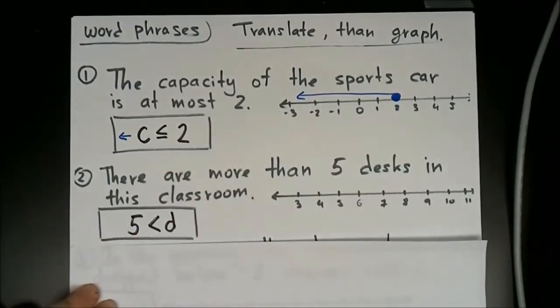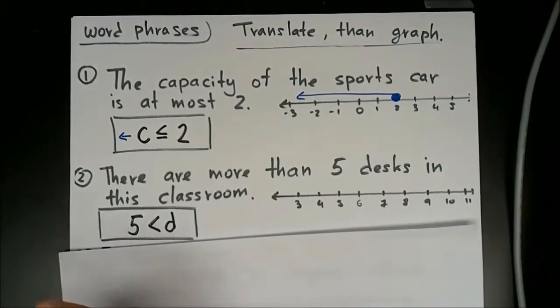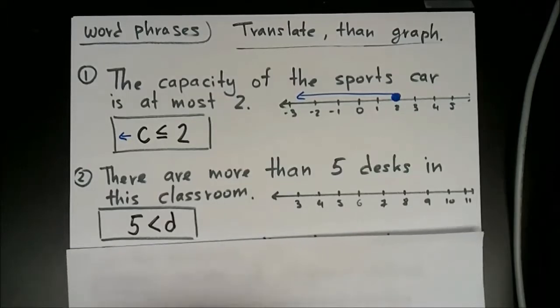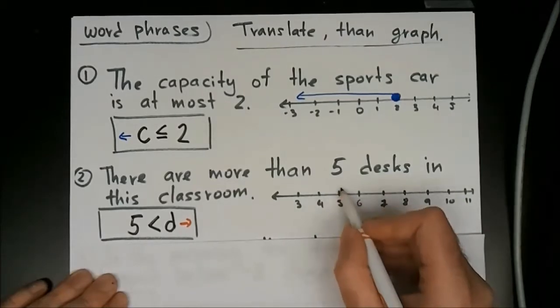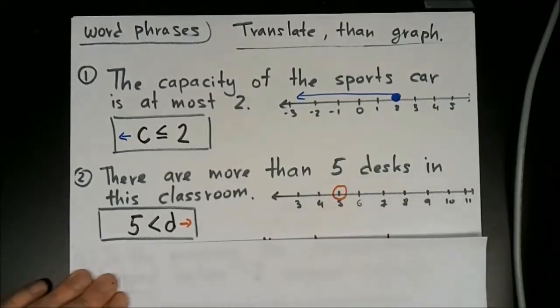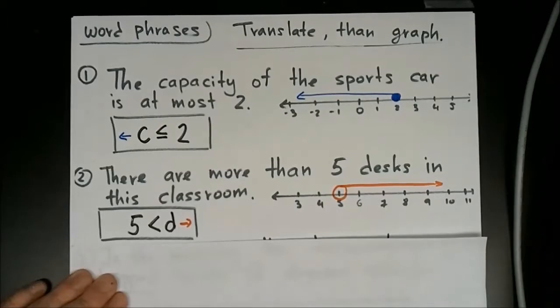That's it. Translated. Perfect. Am I going in the left or right direction? Since my variable is next to the larger portion of the alligator symbol, I have to go right. What's my starting point? The 5. And open or closed circle? Open circle. 5 is not included. It's not a combo symbol. No equals. And that's it. Translated, graphed.